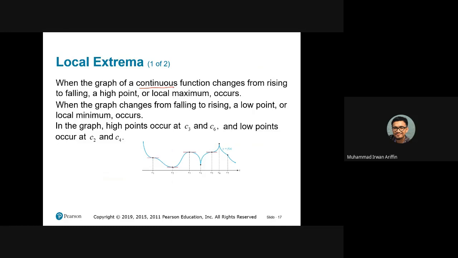What about C2? Before C2 we are falling, and then after C2 we start to rise. So this is a low point, or local minimum. What about C3?